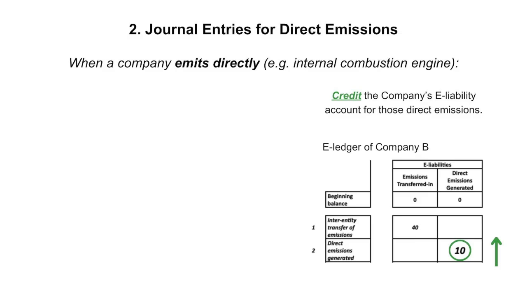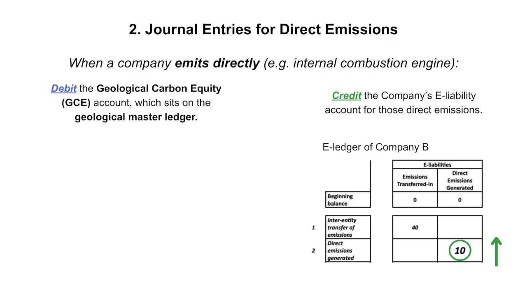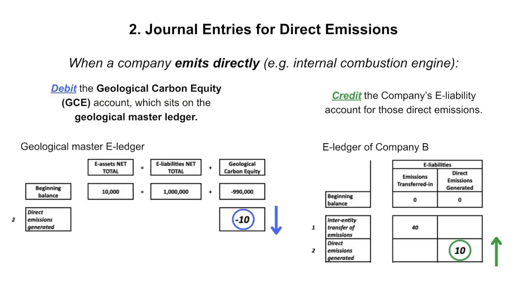But then the question is, where is that offsetting debit? Where does it sit? Is it an inter-organizational debit, as Bob said? And if so, what is the entity with which that inter-organizational debit would happen? For these purposes, we create what is called the Geological Carbon Equity Account. It sits on the Geological Master Ledger, which we'll talk about in a bit. That master ledger has an asset column, a liability side, and an equity side on the right-hand side, and that equity account is the Geological Carbon Equity Account.